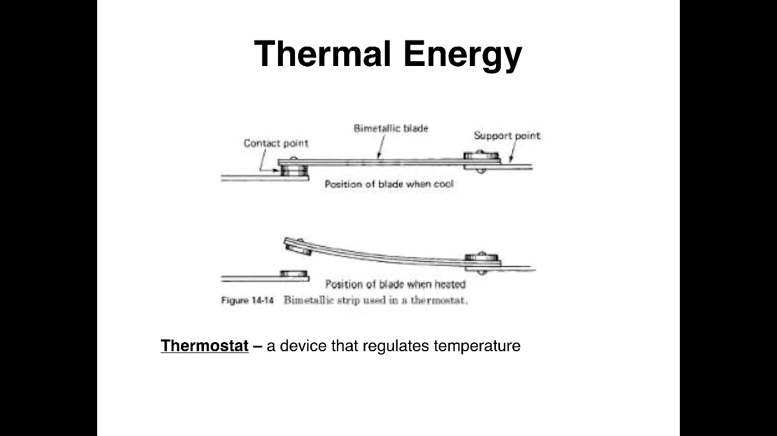So you could imagine that the top is when the thermostat is cool, and as the room heats up, the bottom situation occurs, breaking the connection and turning off the heater. And the bimetallic strip, as I said, is the strip made of two different metals that will accomplish this.